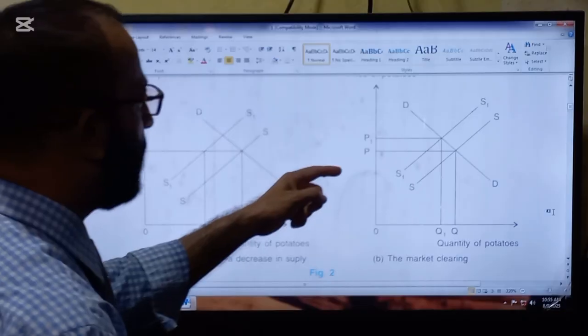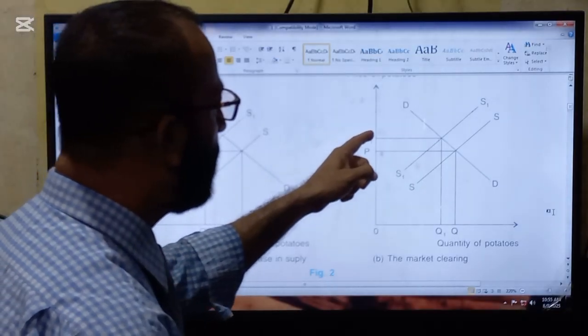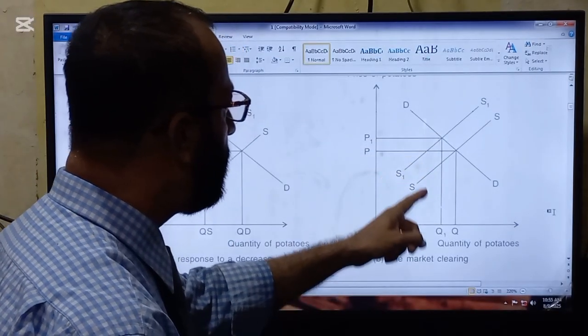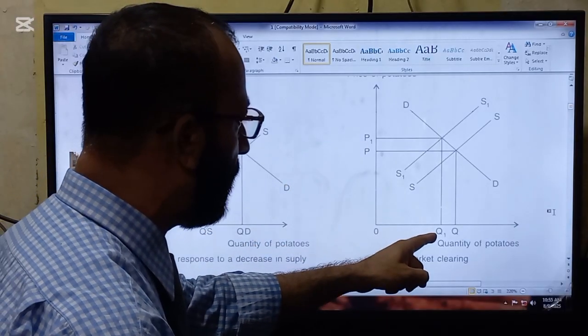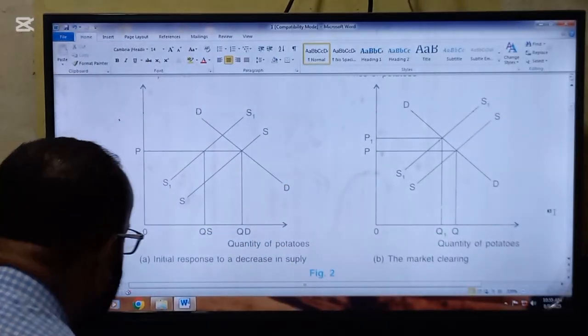And because the price is higher now, the persons who are able and willing to purchase the potatoes at the new price will be given the potatoes.